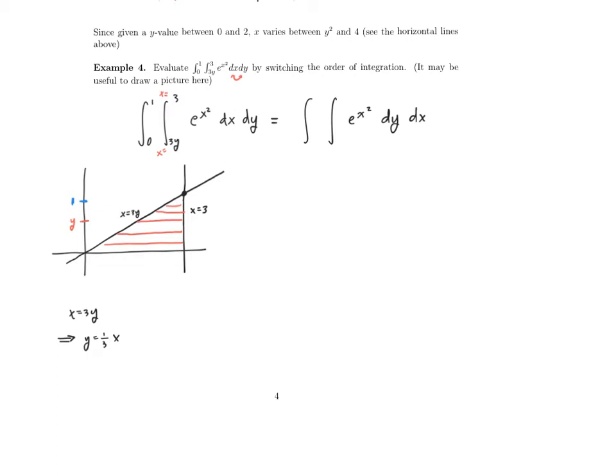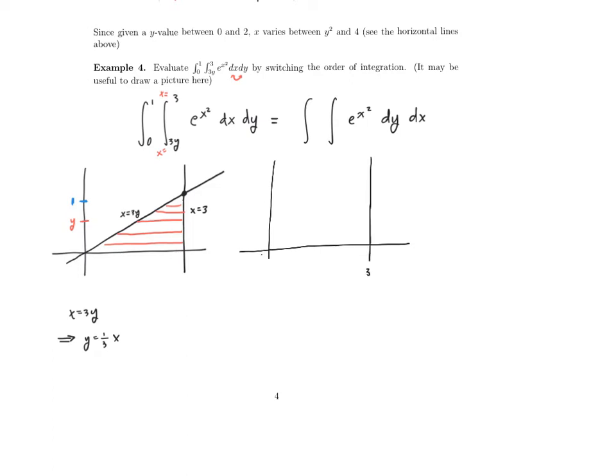Now, instead of viewing this as being made up of a bunch of horizontal line segments, which is, I guess, what we would call a type 2 region, let's go ahead and think about this as being made up of a bunch of these vertical line segments, i.e. one of these type 1 regions. So I'm going to redraw the picture, and then we'll label everything appropriately.